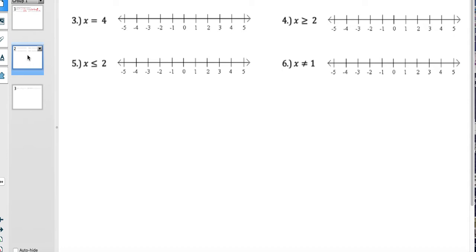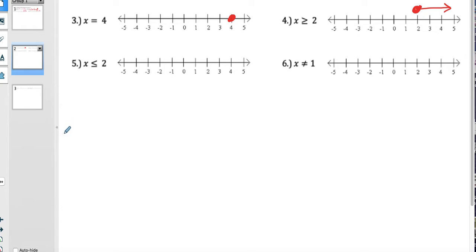On example number 3, we have x equals 4. In this particular problem, this is not an inequality, but this is an equality. I only want the value of 4, so I'm going to have a closed circle on 4. On example number 4, it says that x is greater than or equal to 2. So because it says greater than or equal to, I'm going to have a closed circle at 2. And I want to be greater than 2 as well, so I will also extend to the right to indicate values bigger than 2.